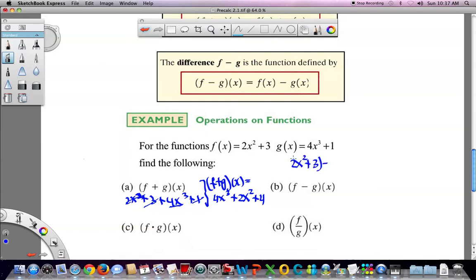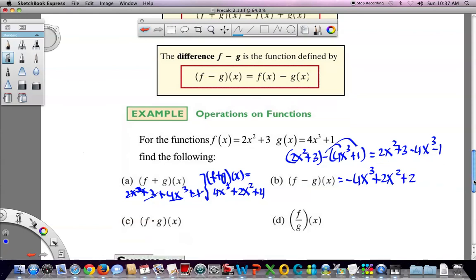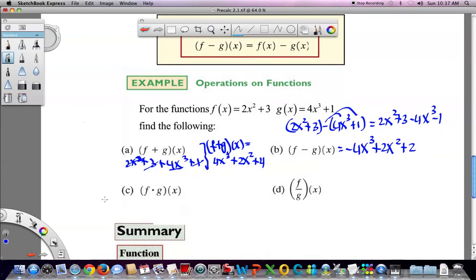3 minus, and initially get in the habit of using parentheses, because this negative distributes to both of those. So you should get, let's work this out one step further, a negative 4x cubed minus 1. So in descending order, the largest exponents first, and then 3 minus 1 is plus 2. Okay, f times g. So f times g would be multiplying, right? 2x squared plus 3, so this is a binomial expansion.